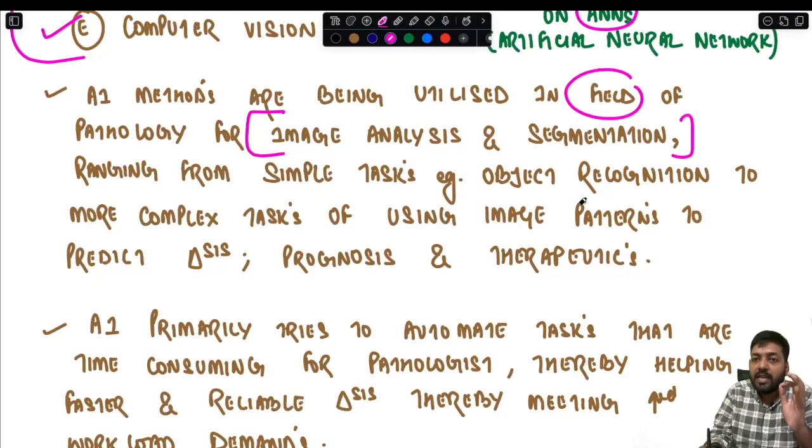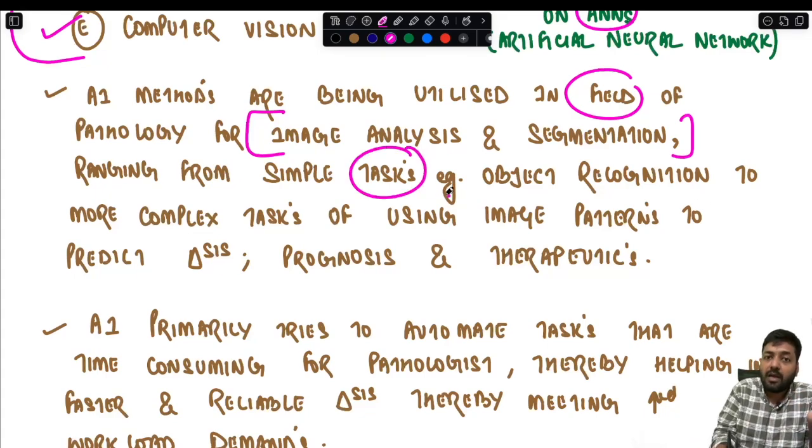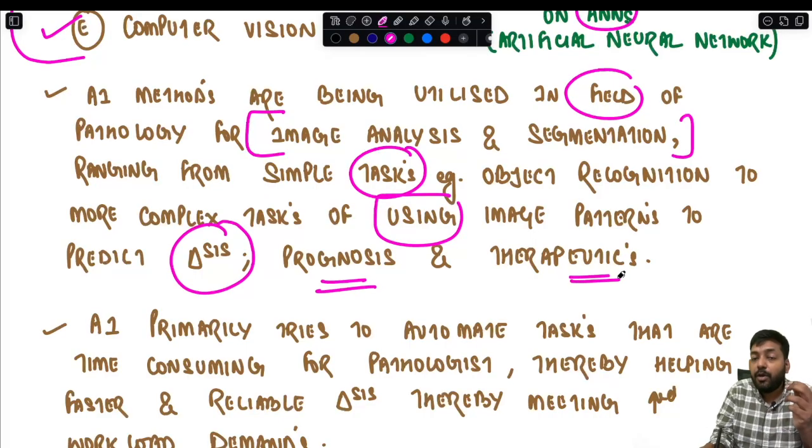So AI is being utilized in the field of pathology for image analysis and segmentation, ranging from simple tasks, for example object recognition, to more complex tasks of using image patterns to predict diagnosis, prognosis, therapeutics, and even classification. So AI in the field of pathology can be used for multiple scenarios. For example, it can be used just to recognize a nucleus, whether the nucleus is low grade or high grade, what the texture of the nucleus is, and whether the nucleoli are prominent or not. So this is object recognition. These are some of the simple things that AI can do.